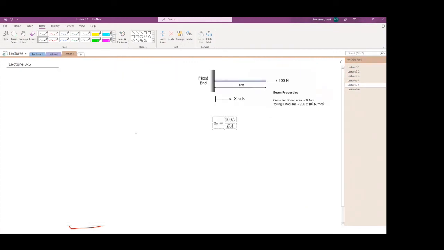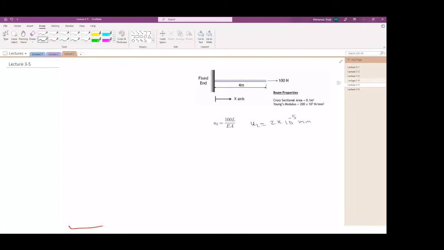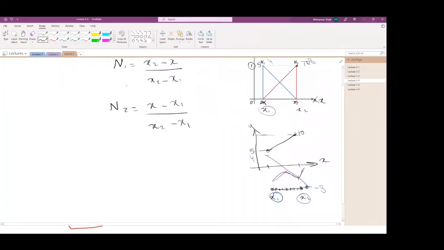So you have the displacement U2. U2 is equal to 2 times 10 to the power minus 5 millimeters, right? This is the value we have for the displacement. We're going to use the shape functions. The shape functions, we have them written in here. N1 is equal to (x2 minus x) over (x2 minus x1). N2 is (x minus x1) over (x2 minus x1). So I'm just going to use these numbers.